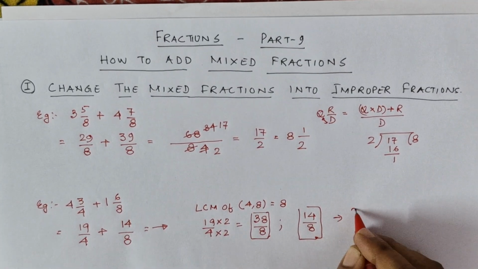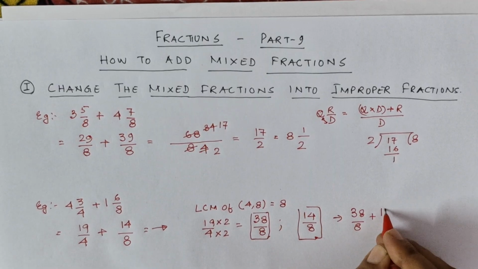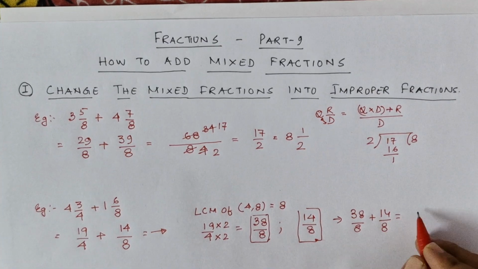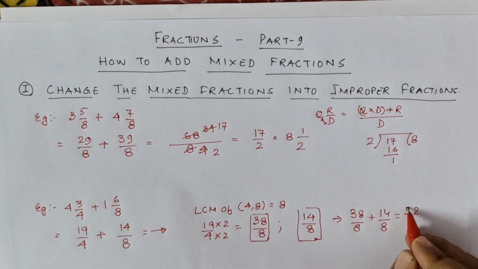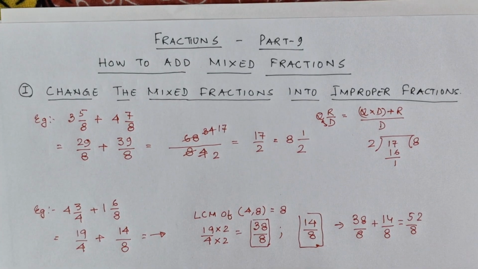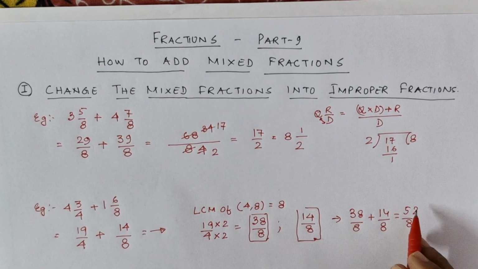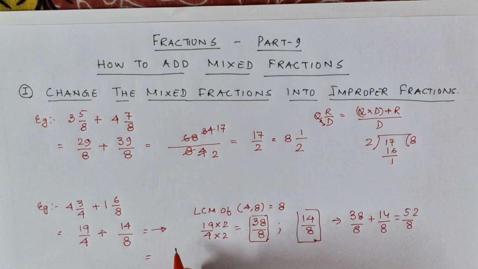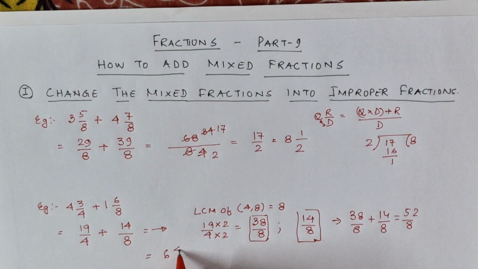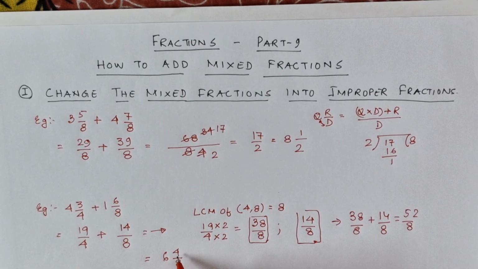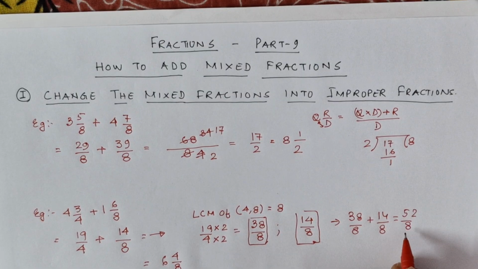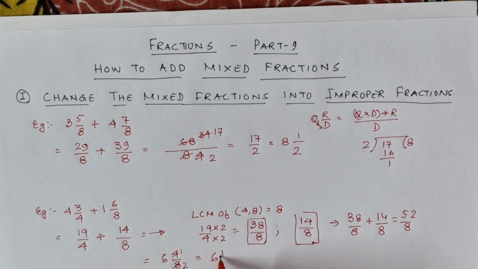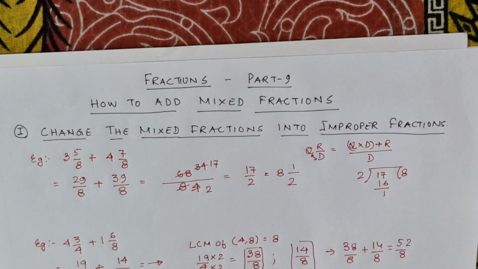38 by 8 plus 14 by 8 is equal to 52 by 8. Now convert 52 by 8 back into a mixed fraction. That becomes 6 4 by 8. Now again you can simplify this here, or you can simplify here. I will simplify here, so this becomes 6 1/2. Got it? Sorry.